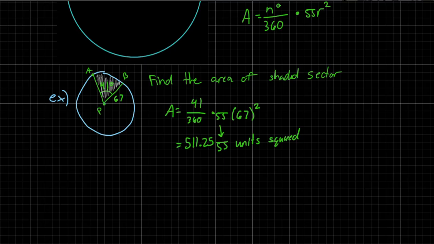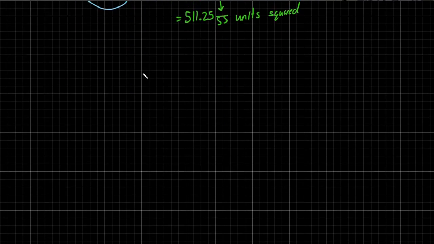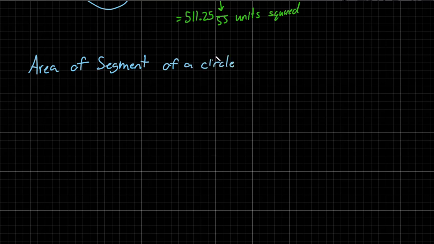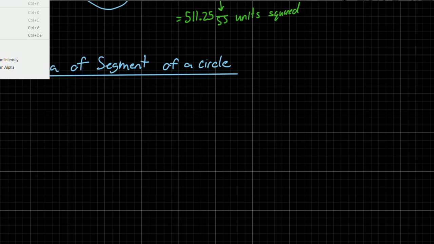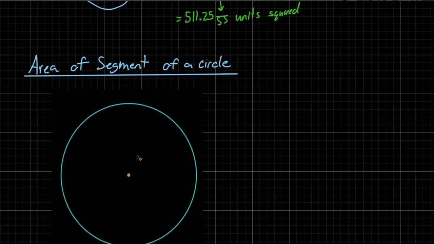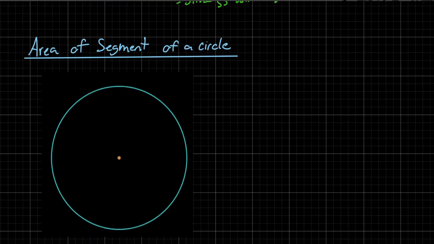So after a sector, there's a thing called a segment. So we're gonna talk about a segment. So area of segment of a circle. Okay. It's not much different than the one above. So we all draw our circles, same setup as before.